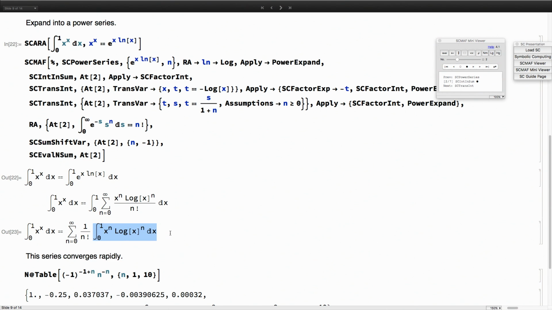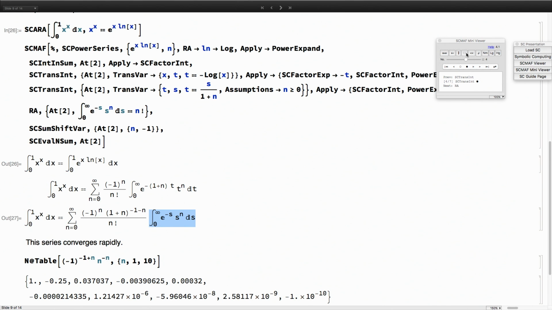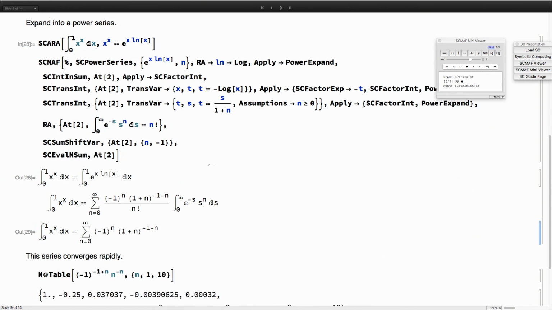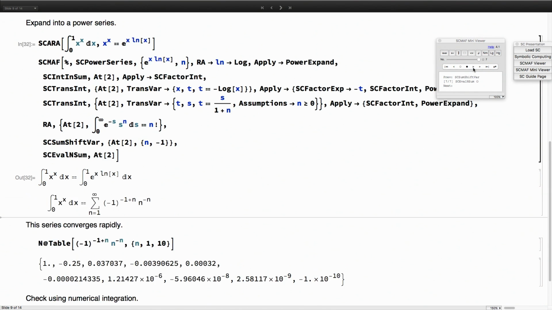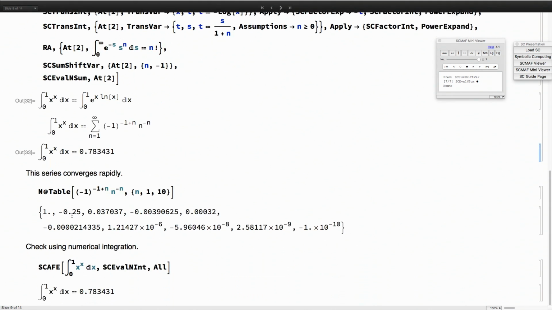Then you can evaluate it, but I transform again using this rule: t is equal to minus log x. Then it's transformed to this form. And again, this is going to be the integral for the factorial function. This is n factorial. So this is cancelled, and then this is the final form. It is in series form, but it can be evaluated numerically. So this is the result.